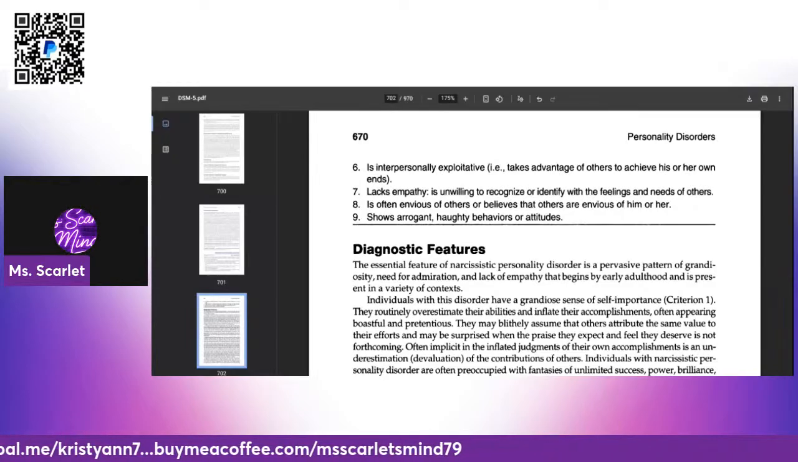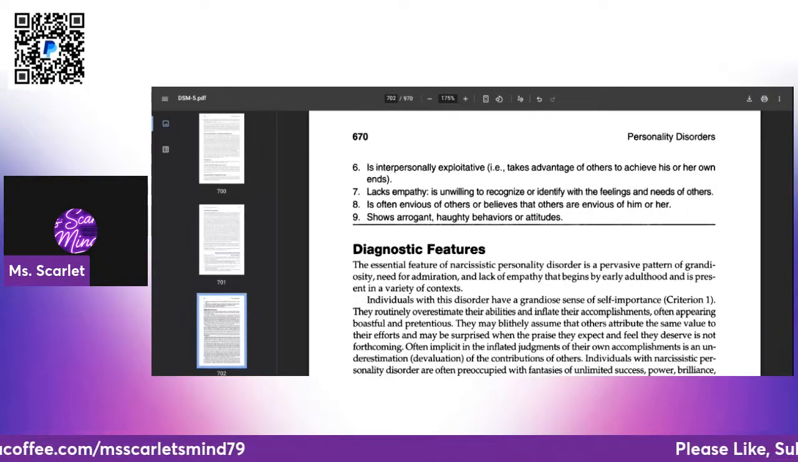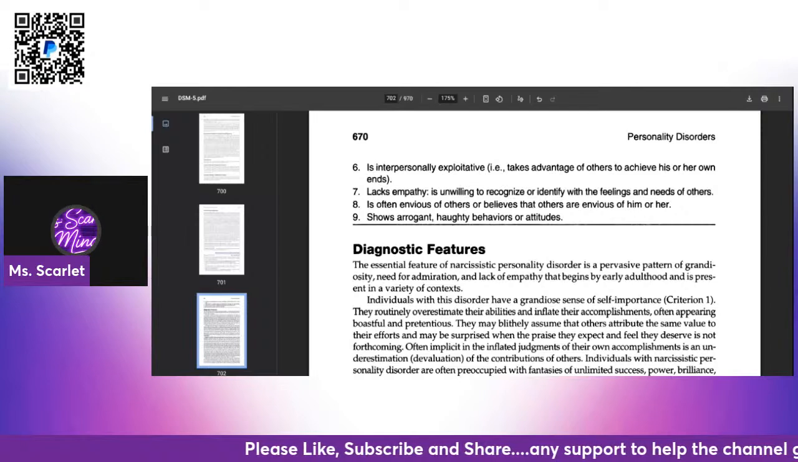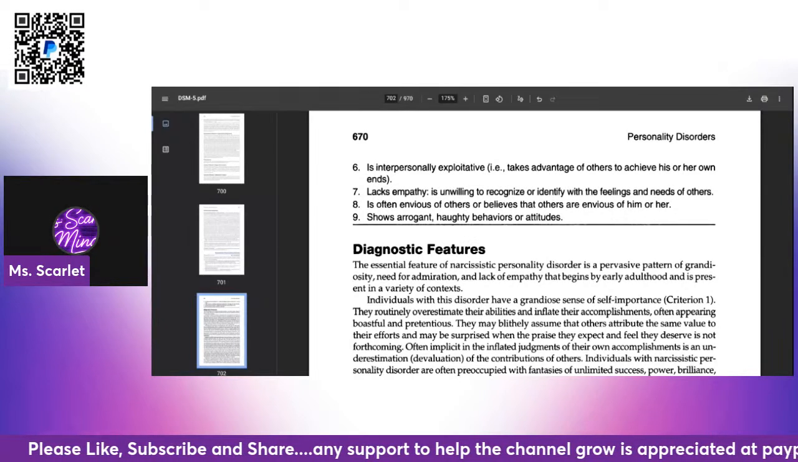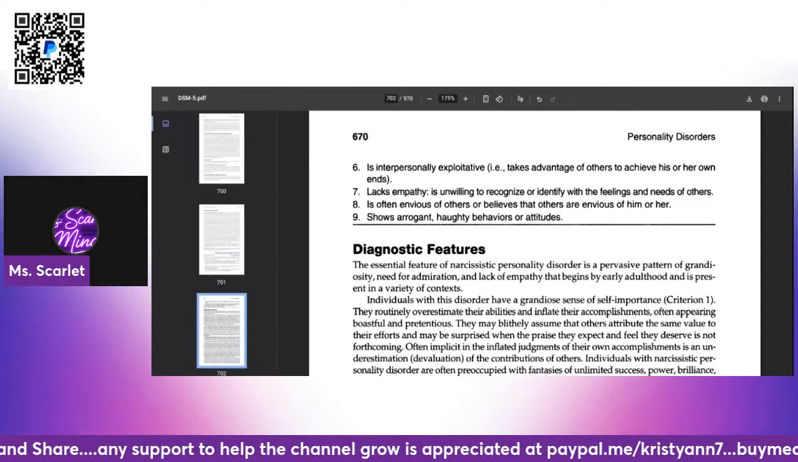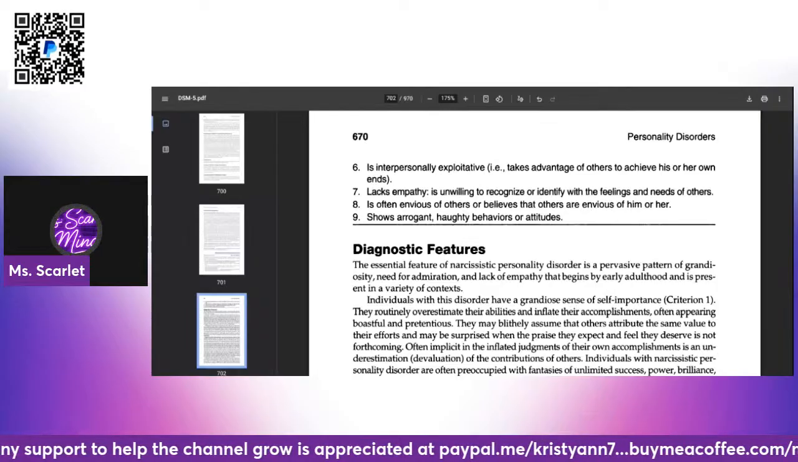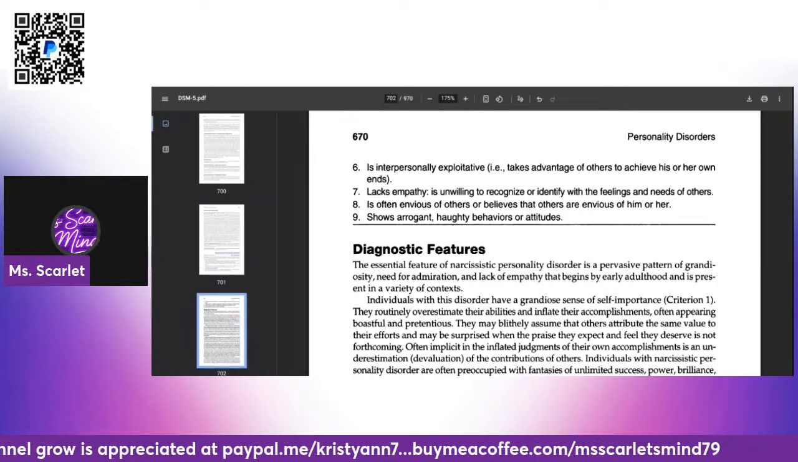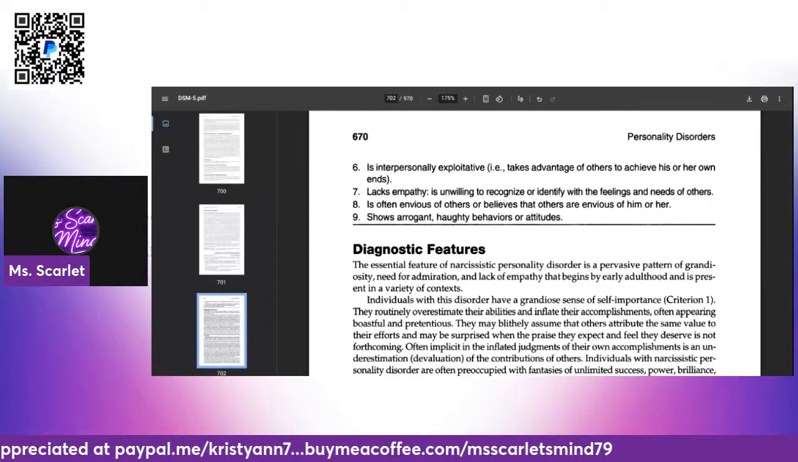So, I'm sure that you all can think of people right now that probably meet a lot of these, especially that one. Number 7, lacks empathy, is unwilling to recognize or identify with the feelings and needs of others. Number 8, is often envious of others or believes that others are envious of him or her. And then 9, shows arrogant, haughty behaviors or attitudes.